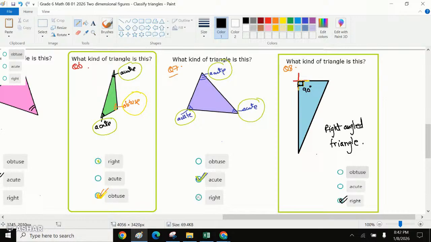Please do complete the remaining questions. They're just like looking at the picture, assessing them, and clicking one option out of these. It is very easy. You just need to find one obtuse angle to make it obtuse. You need to find one right angle to make it a right angle triangle. Otherwise, all three would be acute and it would stay as an acute angle triangle.